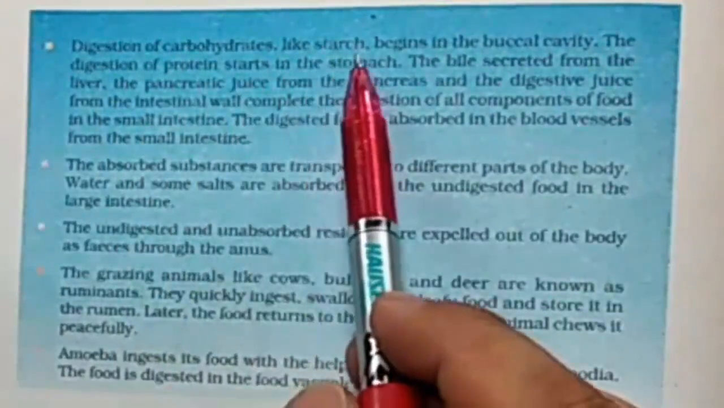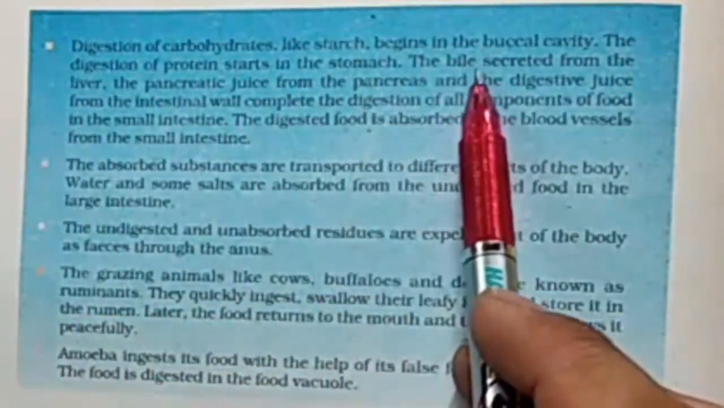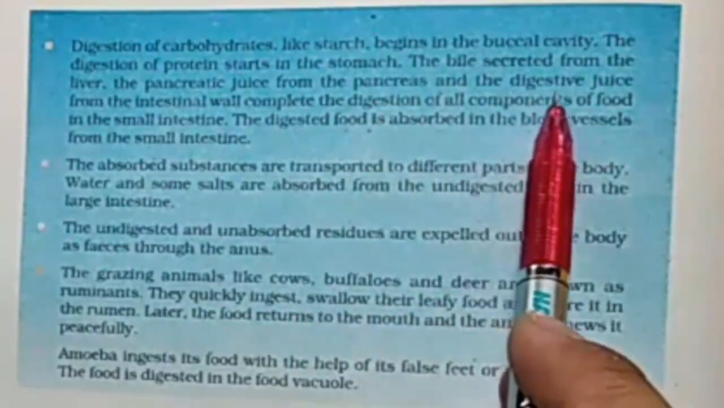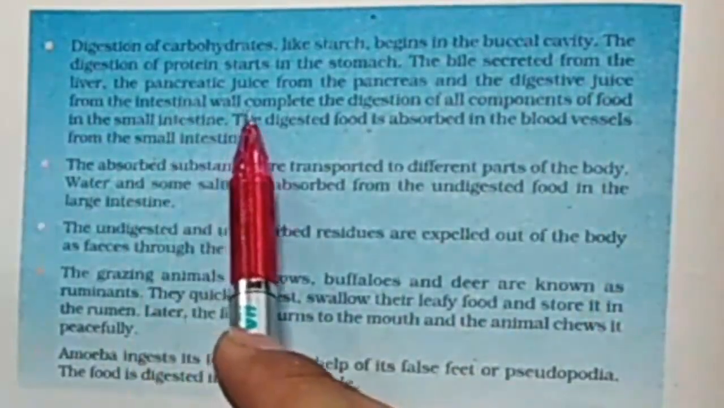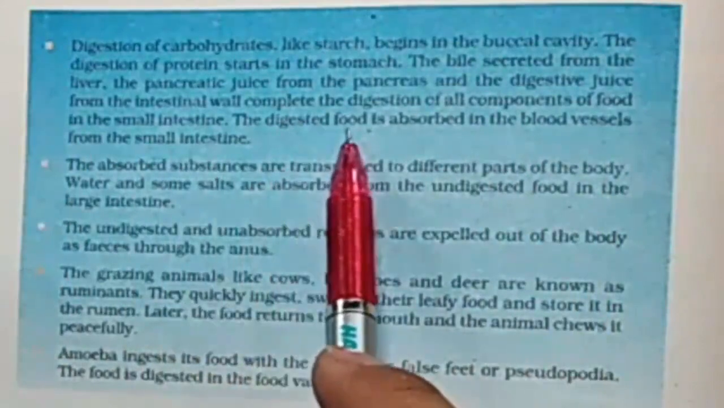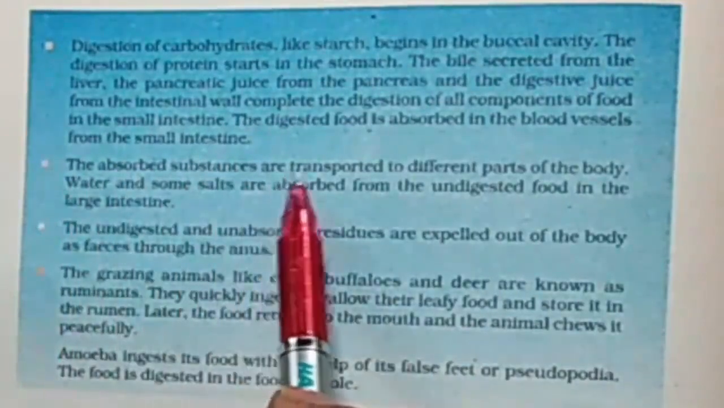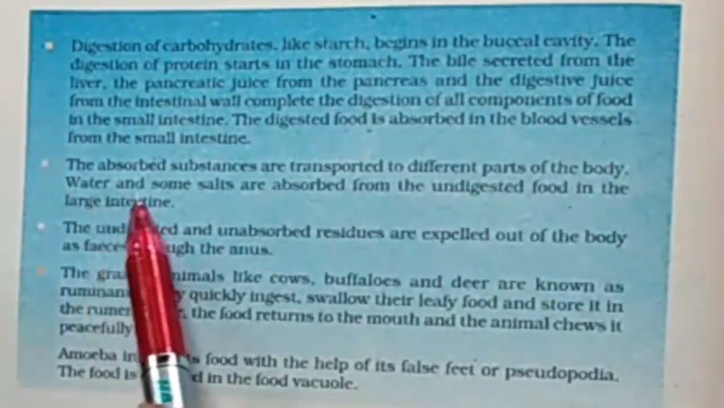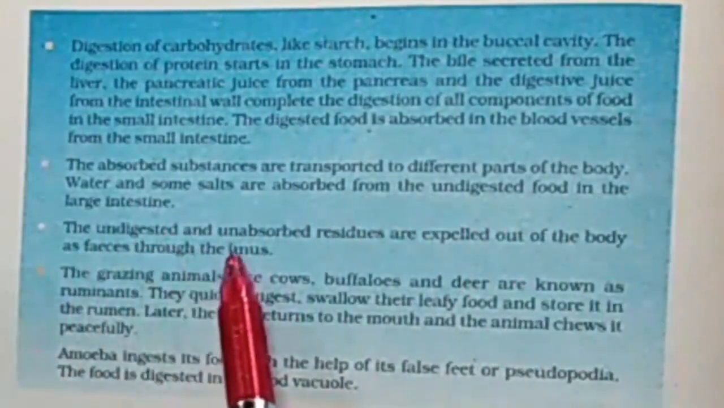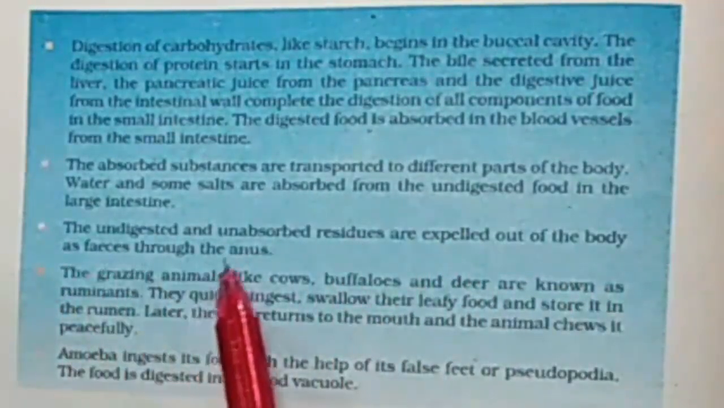Digestion of carbohydrates like starch begins in the buccal cavity. The digestion of protein starts in the stomach. The bile secreted from the liver, the pancreatic juice from the pancreas, and the digestive juice from the intestinal wall complete digestion of all components of food in the small intestine. The digested food is absorbed in the blood vessels from the small intestine. The absorbed substances are transported to different parts of the body. Water and some salts are absorbed from the undigested food in the large intestine. The undigested and unabsorbed residues are expelled out of the body as feces through the anus.